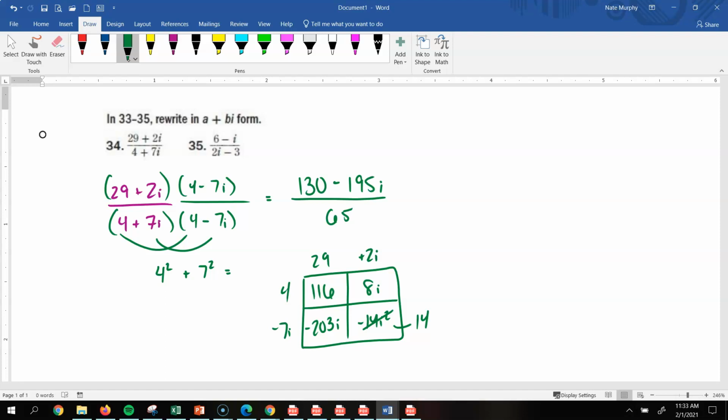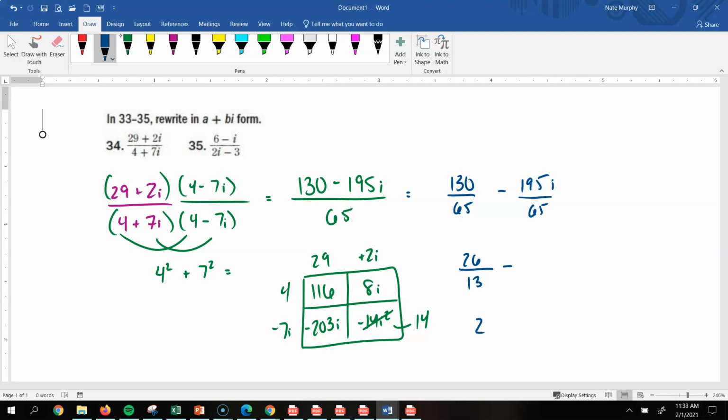Now it says we want to put this in a plus bi form. So the next step I'm going to do is break this apart into 2 fractions. So we'd have 130 divided by 65 here minus 195i divided by 65. Now since both of these terms end in either a 0 or 5, I know that both of them are divisible by 5. So I'm going to take 130 divided by 5, and when I do that we get 26. And then we would take 65, we'd also divide that by 5 and get 13. Now I can see that 26 divided by 13 would be 2, so I'm just going to simplify this even further to say 2.